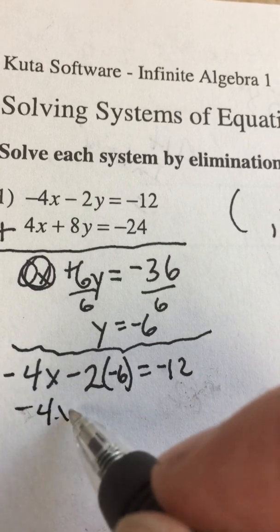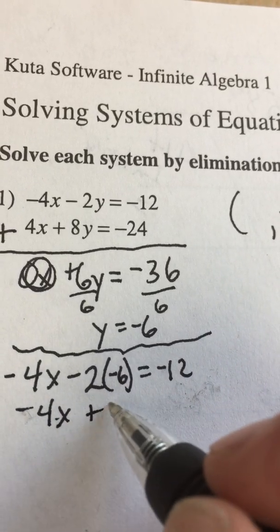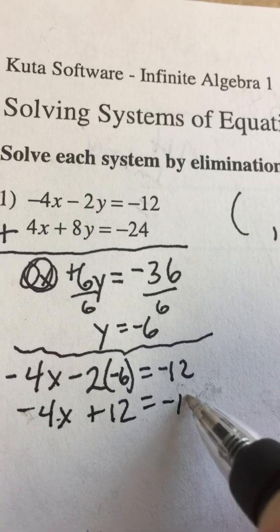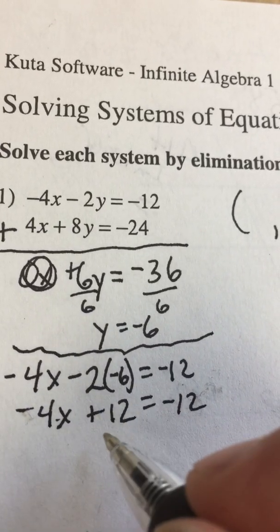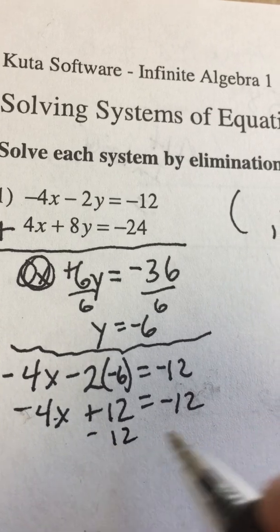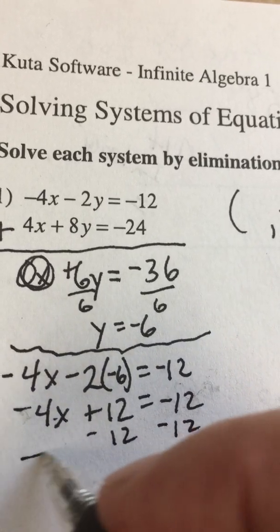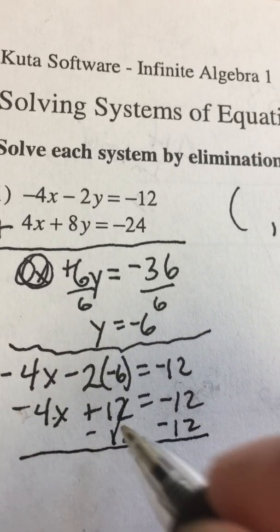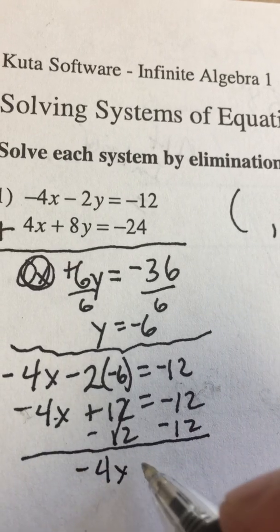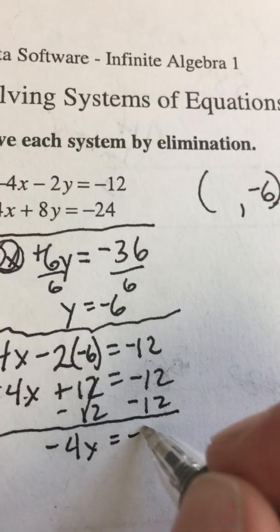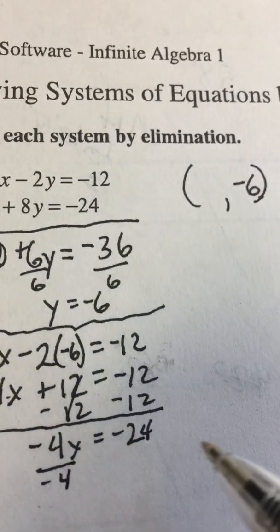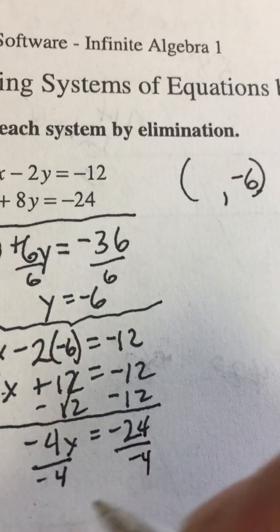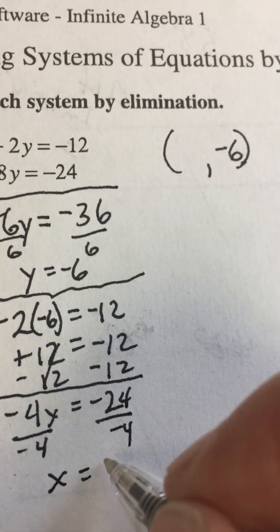So negative 4x, negative times negative is a positive 12, equals negative 12. And of course I want to get x by itself, so I need to get rid of the 4 and the 12. The add/subtract will always be done first. We're going to undo the add/subtract first. So that cancels out, and I'm left with negative 4x equals, let's see, negative 24. Divide by negative 4 to undo multiplying with the x, so divide by negative 4, and x equals positive 6.